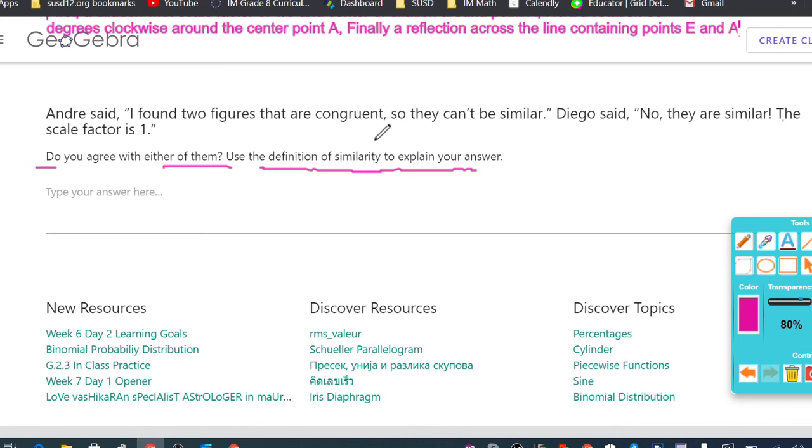Okay, remember, similar figures, they are proportional to each other. They can be scaled up or scaled down. The lengths have proportional side lengths. The angles are the same. So if he found two figures that are congruent, can they also be similar? I don't know, it's up to you. Let me hear your answer and your explanation. Type your answer here. You don't need that in your notes.